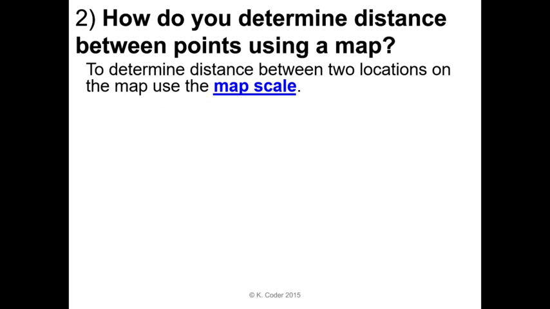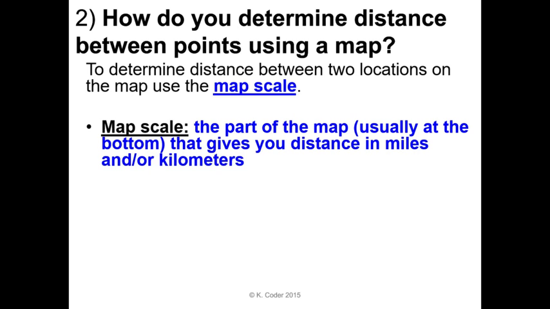So to determine the distance between two locations on the map, we're going to use the map scale. Now the map scale is the part of the map usually at the bottom, generally on the bottom right hand side of the map, that gives you the distance in miles and or kilometers. You'll see that on the bottom of page 3, you have it both in miles and kilometers.